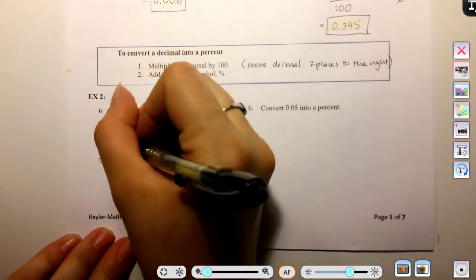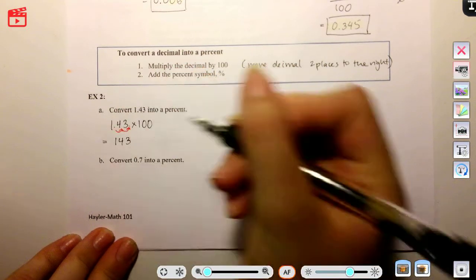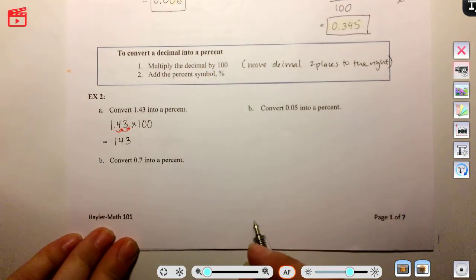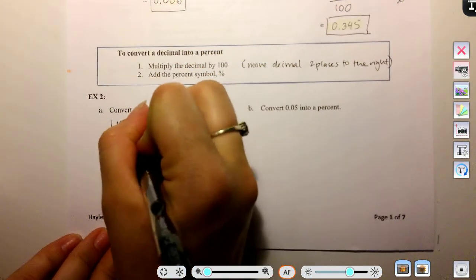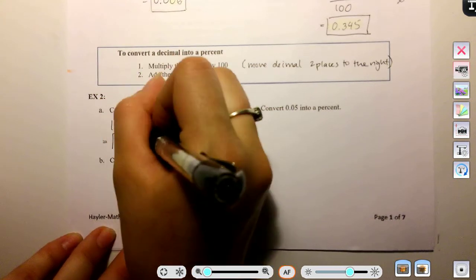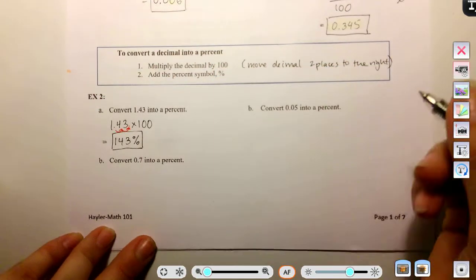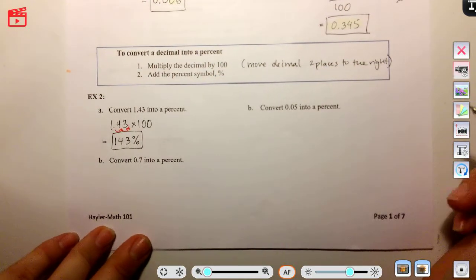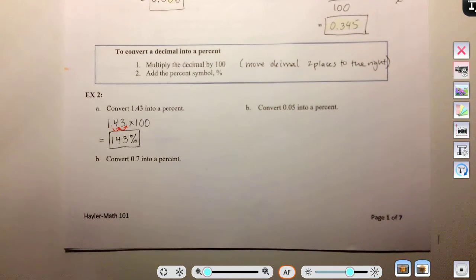So let's see. Moving the decimal to the right, we get 143. And then we're going to add the percent symbol. And there we go. 143%. And we're done. Not too bad. All right, go ahead and try B by yourself and check back in with me in a second.